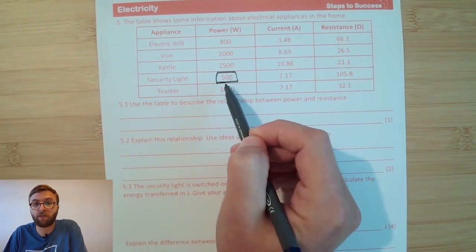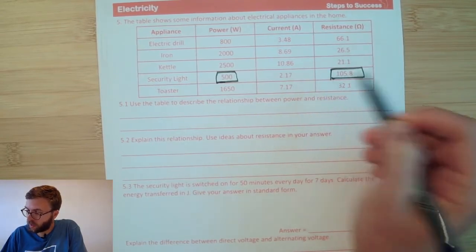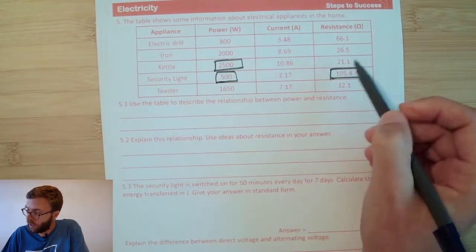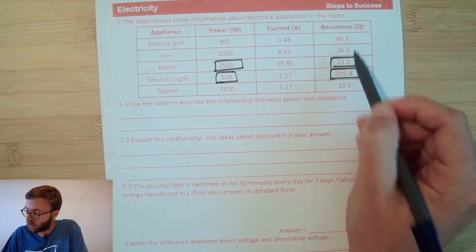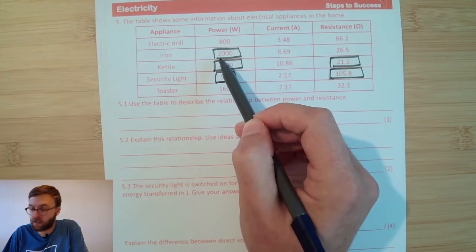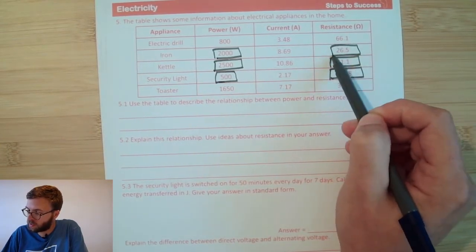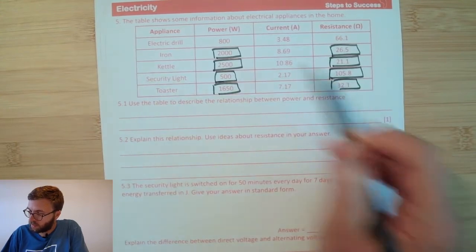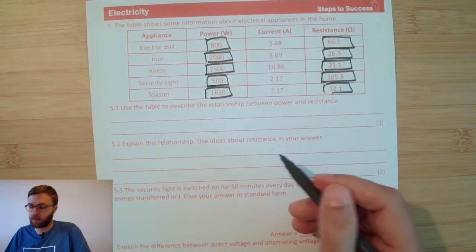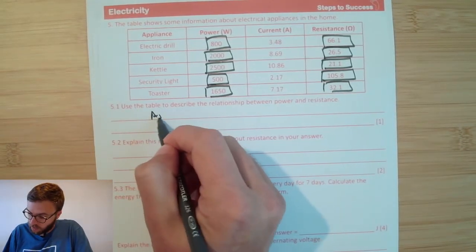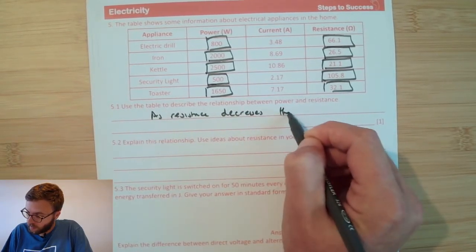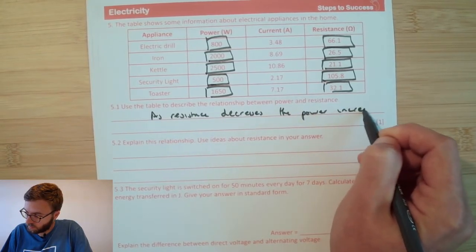So our lowest power of 500 has a resistance of 105.8. Again, let's take our highest power rating, which is this one here, which is 2,500, and you can see that our resistance over here is 21, which is our lowest resistance. If we check through for the rest, the next highest power of 2,000 has the next lowest resistance, and again, the pattern continues. So using the table to describe the relationship between power and resistance, we're going to say that as the resistance decreases, the power increases.